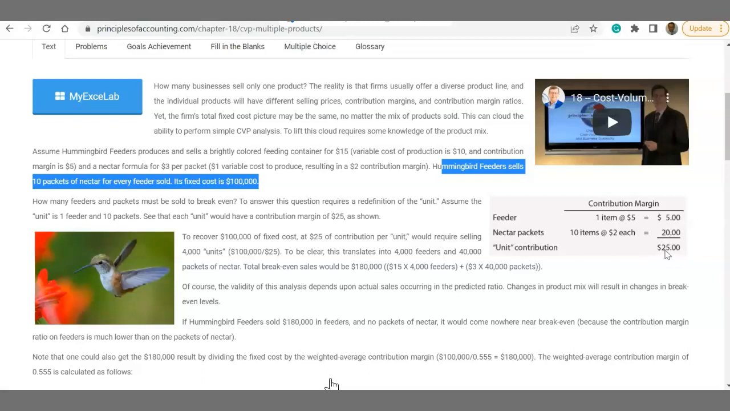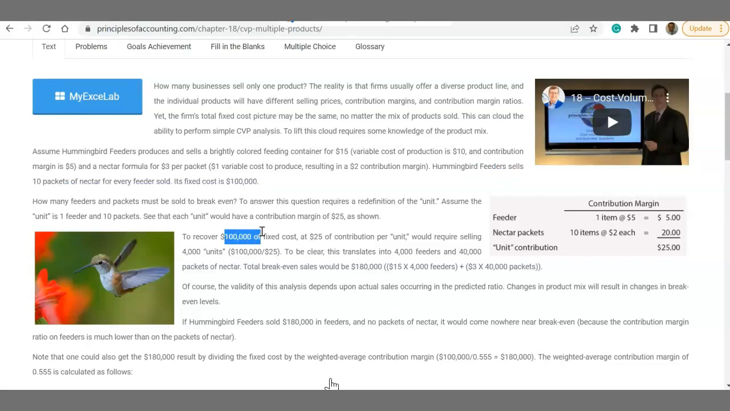The overall contribution margin per unit is $25. So to recover $100,000 of fixed cost at a $25 contribution margin per so-called unit would require selling 4,000 units. How do you know that? Use my formula. Remember, I said the break-even point in units is fixed cost plus zero target profit, divided by the contribution margin per unit of $25. That gives you 100,000 divided by the $25 contribution margin for the company. That gives us 4,000 units of sales.